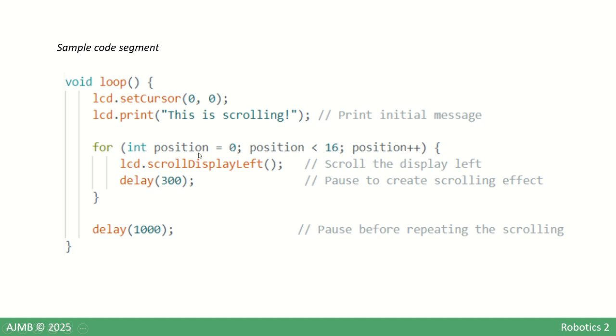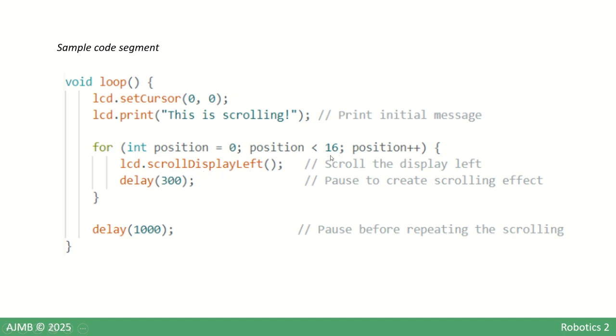You can see int position. You can put any valid variable name here. Position is equal to 0. This just means that the iteration or the looping is going to start. The second parameter here, position less than 16, is how many times the looping will be performed. How many times the scroll display left function will be performed.